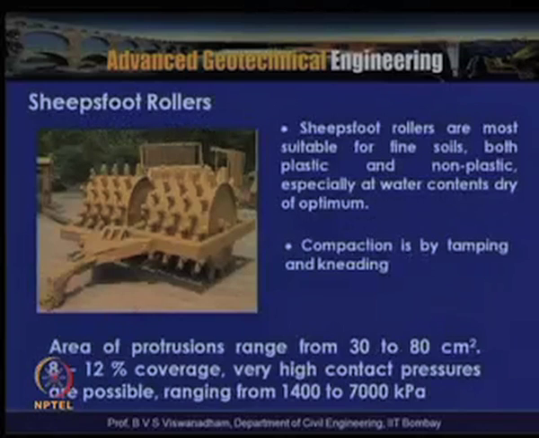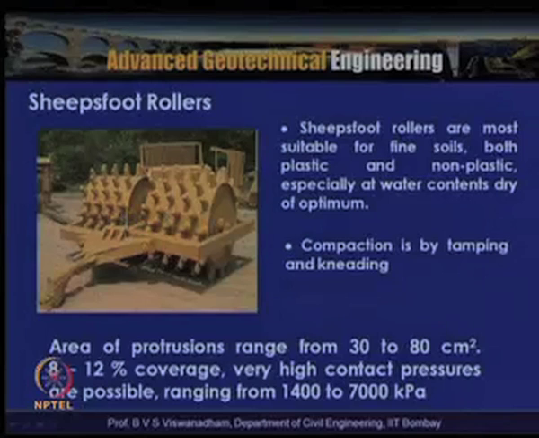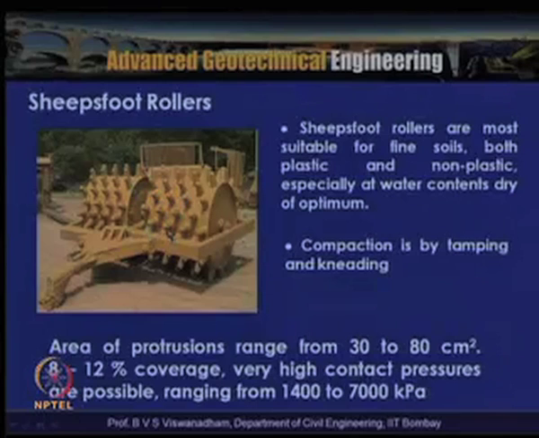450 mm. So these rollers, which are actually shown in this slide, are basically sheep's foot rollers, and they are used basically for compacting fine grained soils. The protrusions that we see here are very effective in inducing very high pressures to the soil. Hence damping and kneading of the soil takes place when the roller rolls on the soil. So sheep's foot rollers are most suitable for fine grained soils, both plastic and non-plastic, especially at water contents dry of optimum.